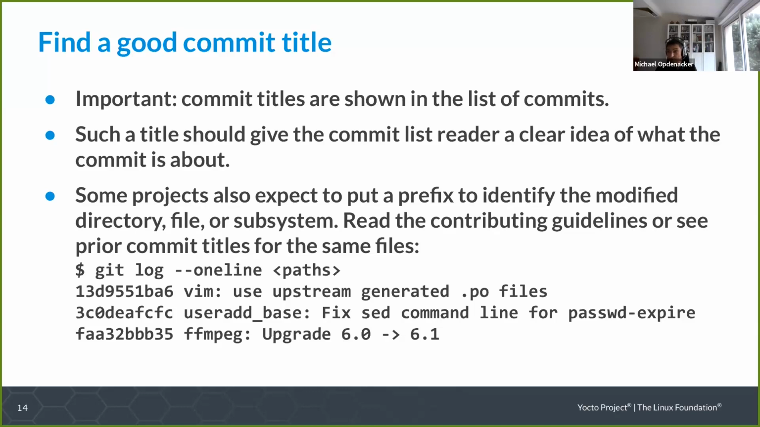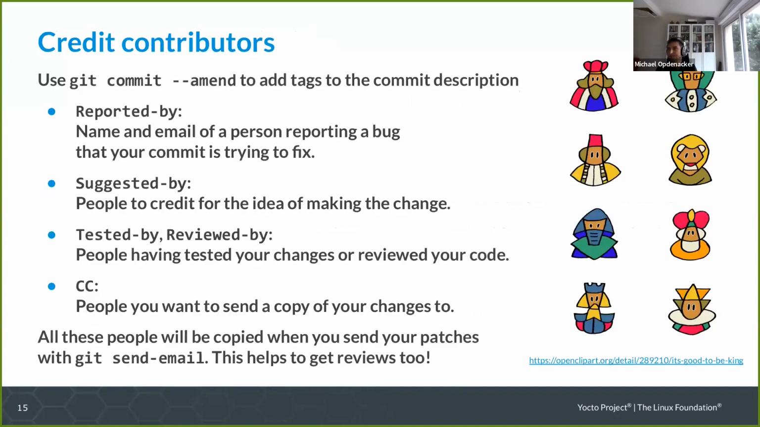And also some projects will expect you to put a keyword at the beginning to identify the modified directory, the modified subsystem. So you could read the contribution guidelines for this, but you could also just, as I do, that's the lazy solution, git log --oneline and the paths that were modified, or just the directory. And in that case, that gives you all the previous keywords that were added for the same files. So here you could go wrong with this method, but then others have made the same mistake before. So it's less bad than if you're the first one to make the mistake.